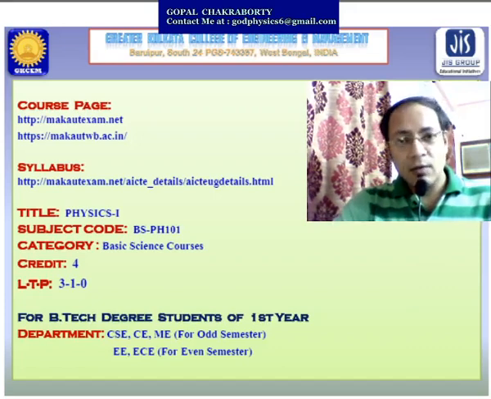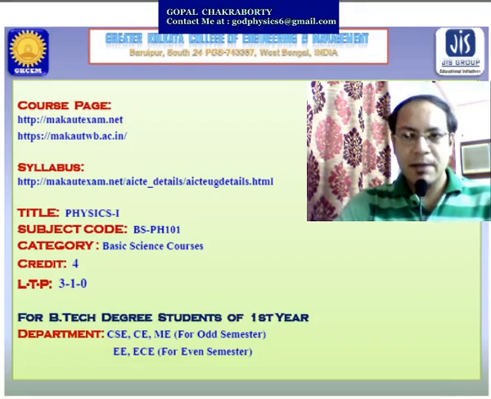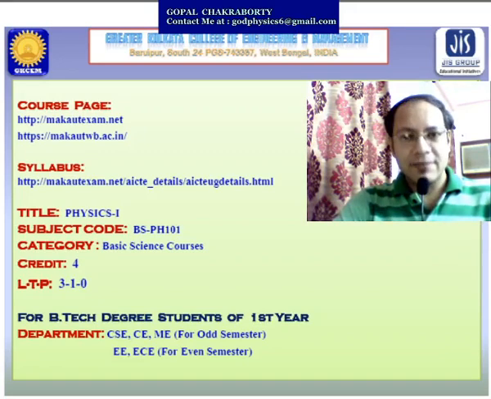The title of the course is Physics 1. The subject code is BSPH101 and it is under the category of Basic Science course. It has a credit for 3 lectures per week and 1 tutorial per week. The course is made for BTech degree students of first year. So the Department of Computer Science, Civil and Mechanical will study the Physics 1 course for the upcoming odd semester, and the next even semester EC and Electrical Department students will study Physics 1.